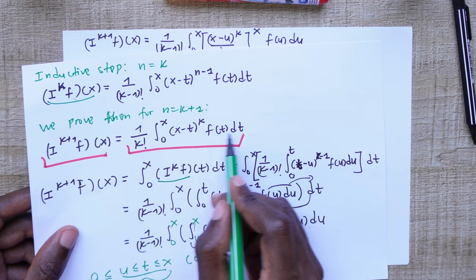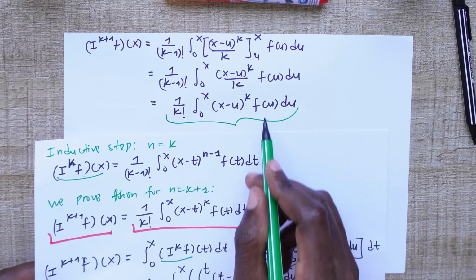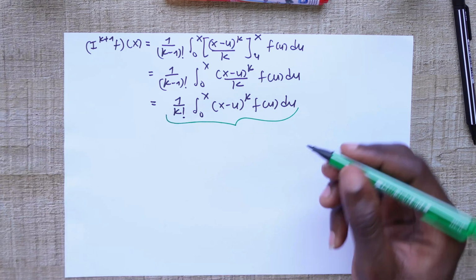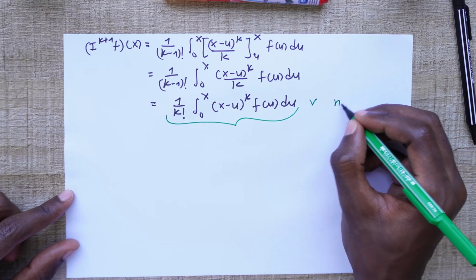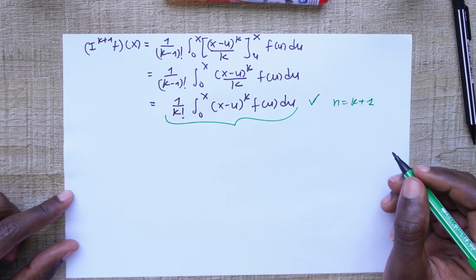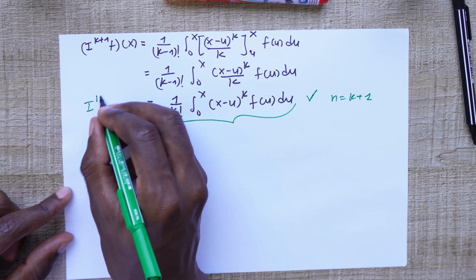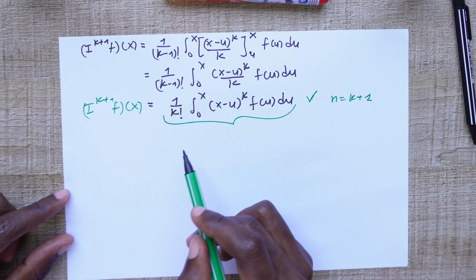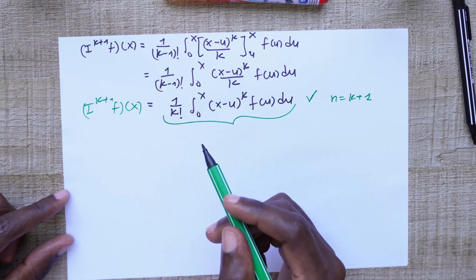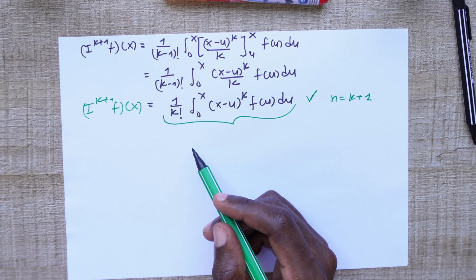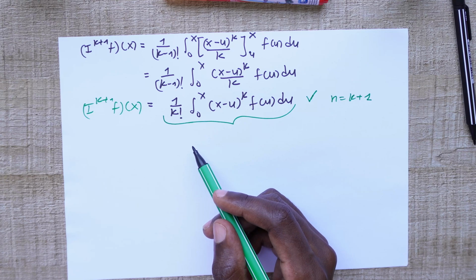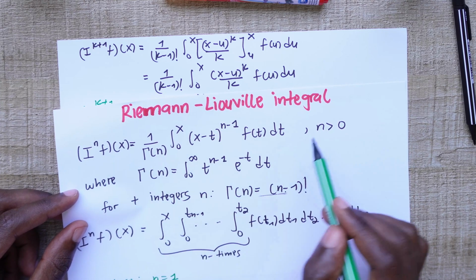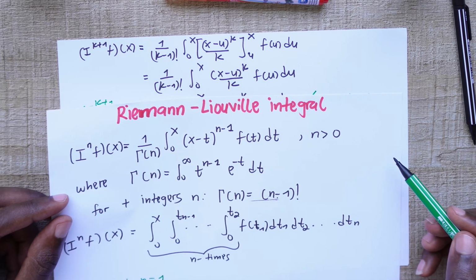It's exactly this one. Only the variables have changed, but the expression of the integral is exactly the same, which means that the statement holds for n equals k plus 1. And that's I k plus 1 f of x. And this completes the induction step and thus proves that for any integer n, the Riemann-Liouville integral of order n matches the n-fold iterated integral, which is what we wanted to show. So this expression is correct.